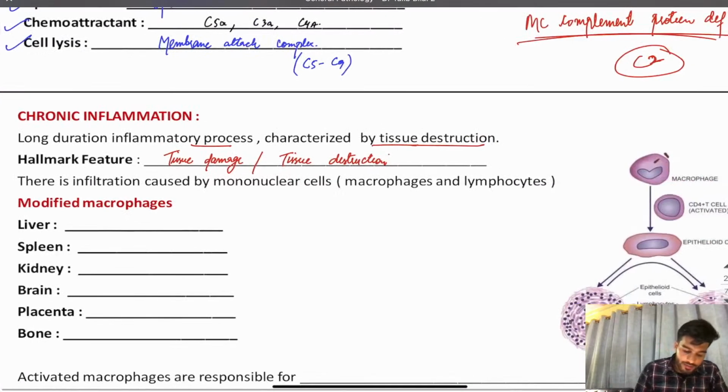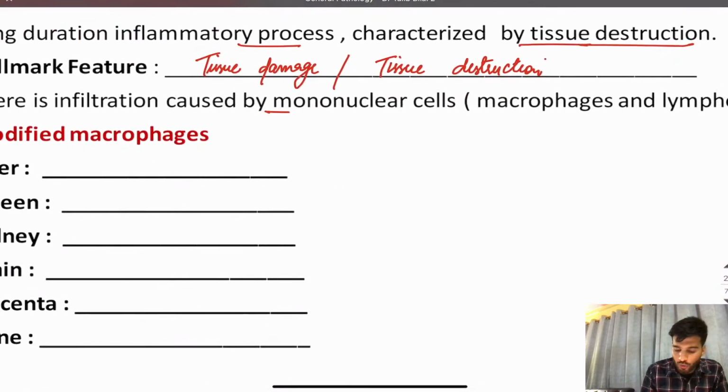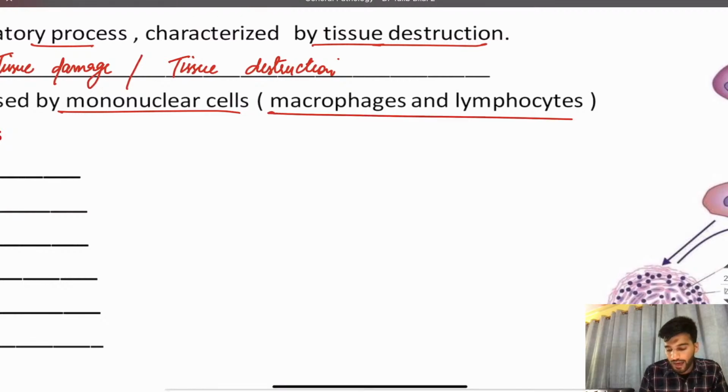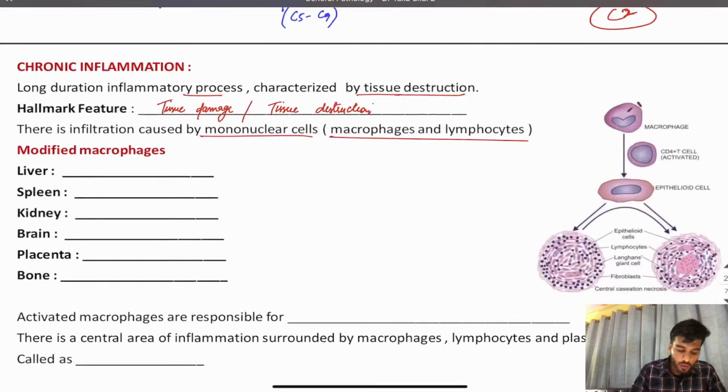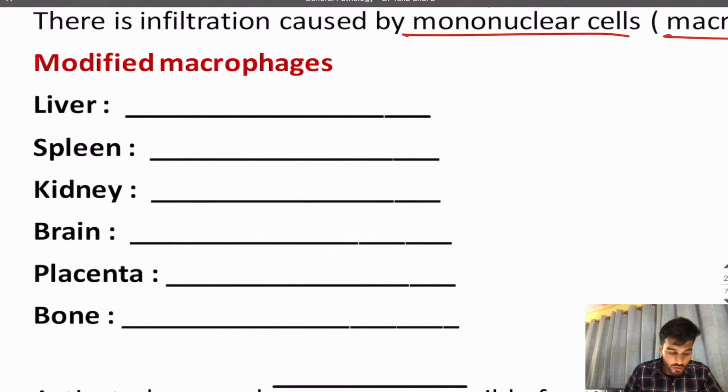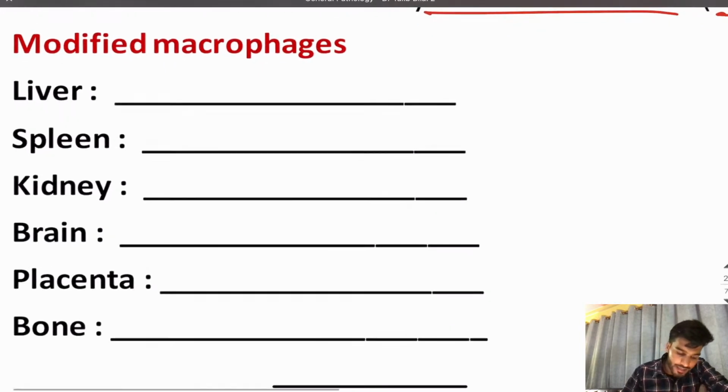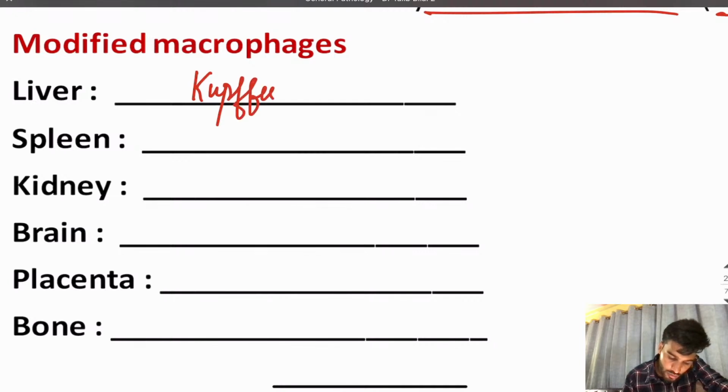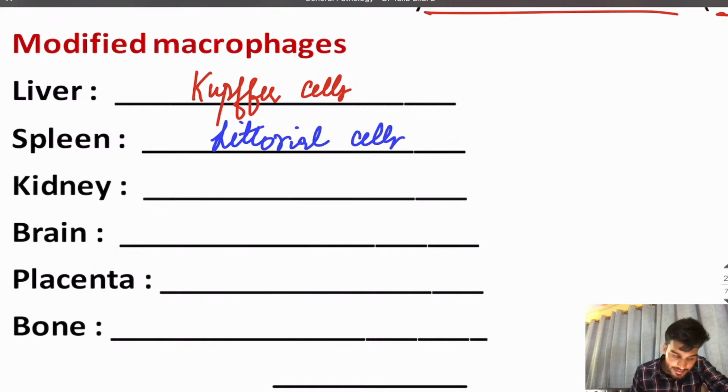Now guys, this infiltration is caused by mononuclear cells, macrophages, and lymphocytes. Different organs have a modified macrophage. So tell me fast, guys. In the liver, what are the macrophages called? Kupffer cells. If I talk about the spleen, guys, we have littoral cells. In the kidney we have mesangial cells.